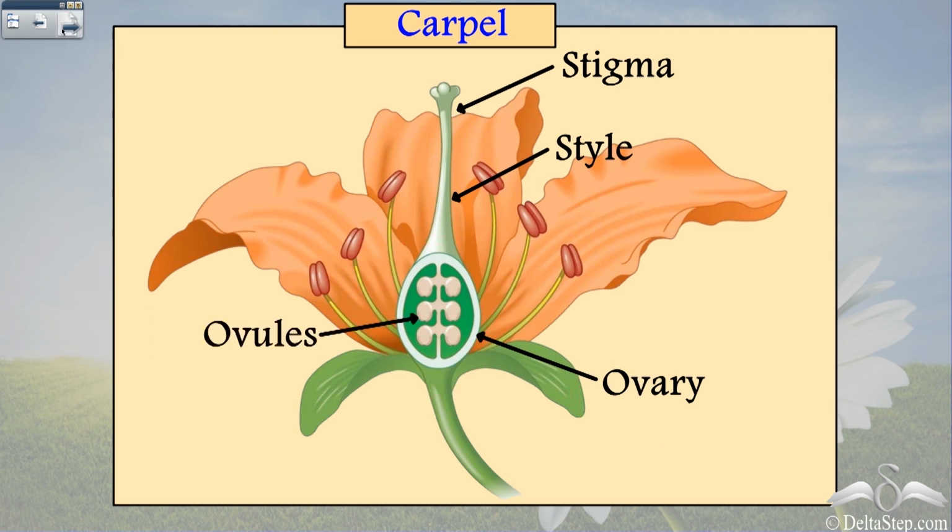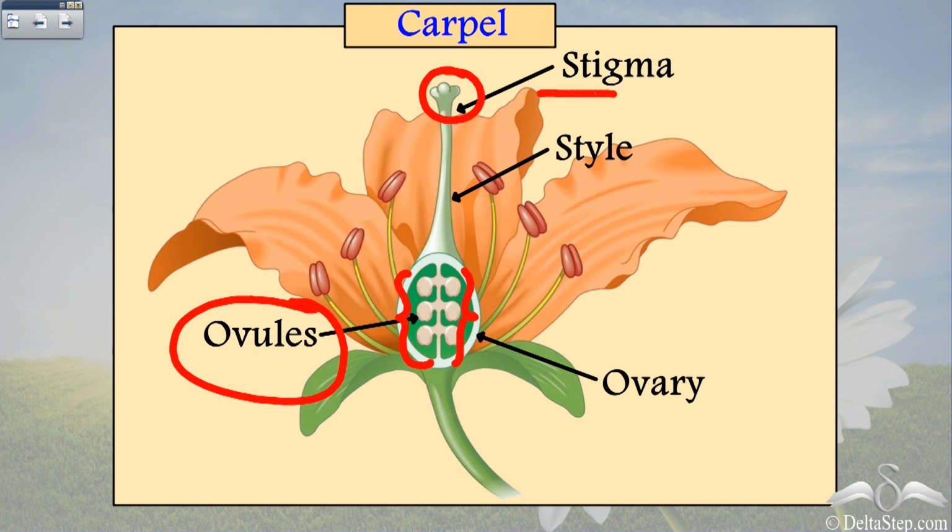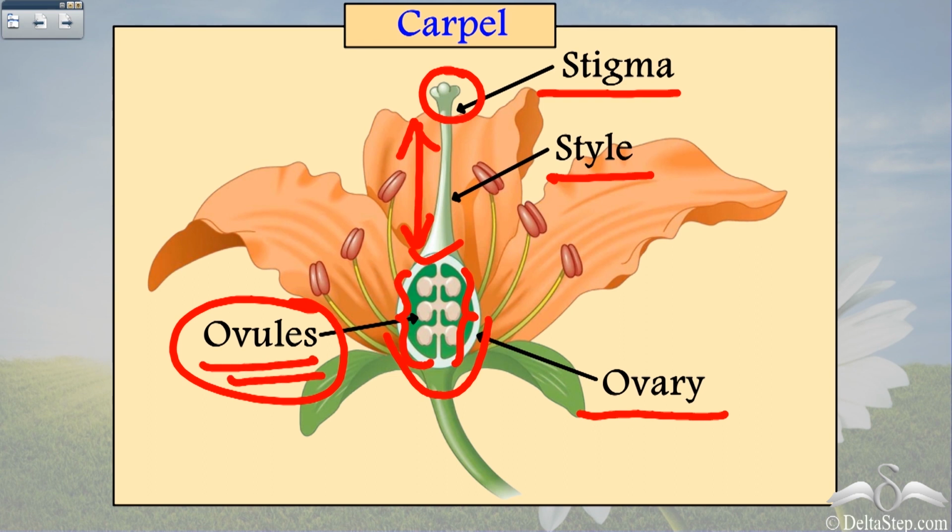And within these ovary, we have got the ovules, which are very important for reproduction because these are the female reproductive parts. So, what is the carpel made of? Well, the carpel has the first top part, which is known as the stigma. Then it has got the long neck, which is known as the style. Finally, it has got the round bottom, which is known as the ovary. And within the ovary are the ovules.